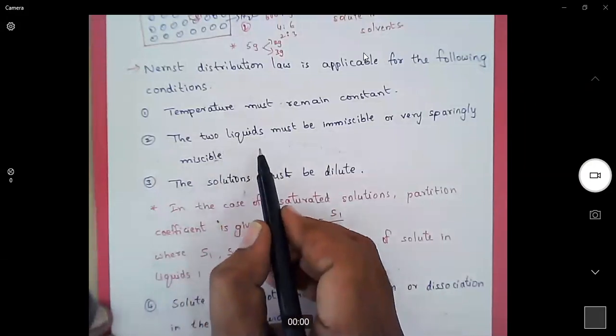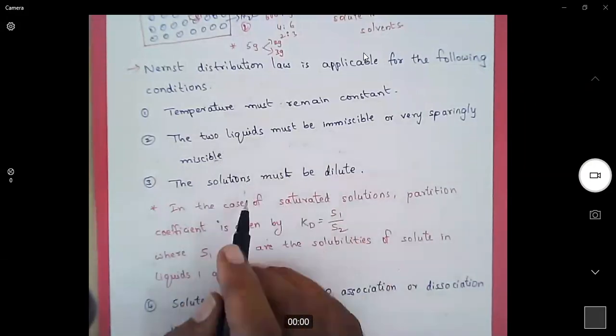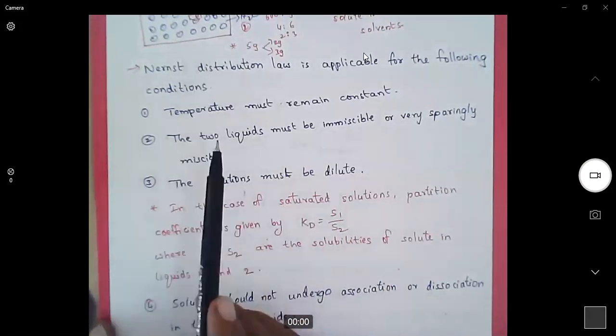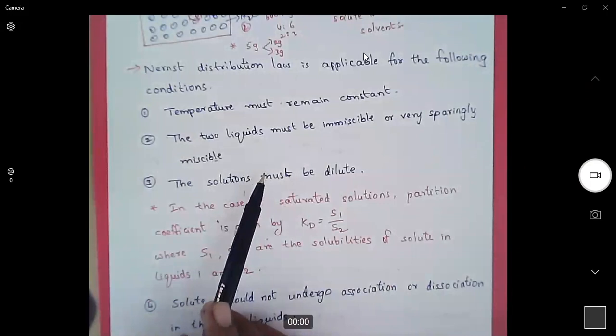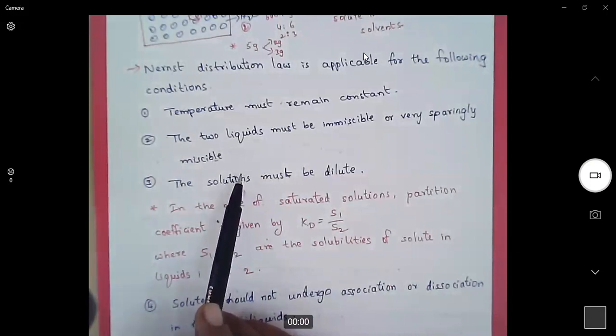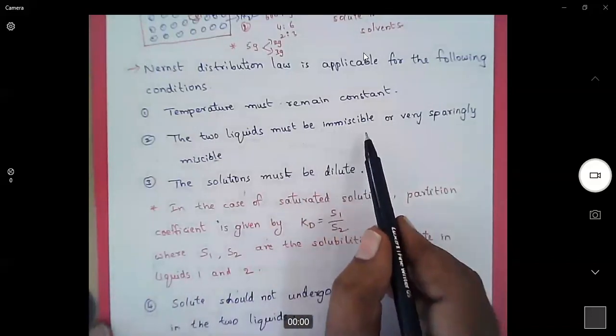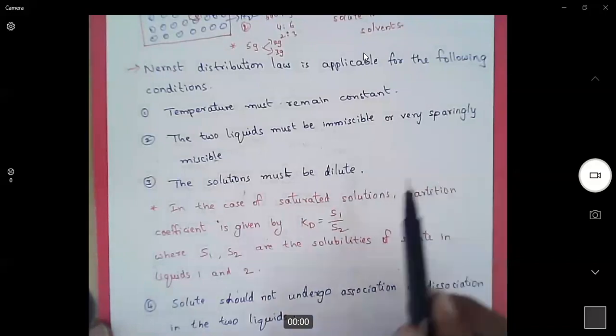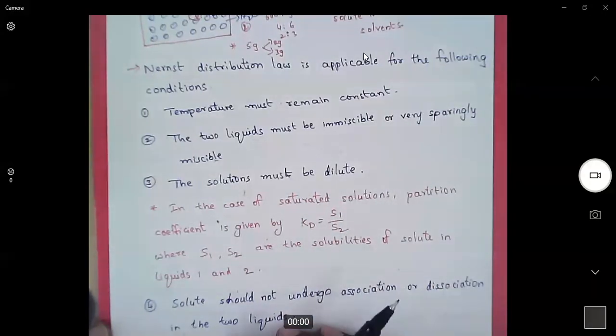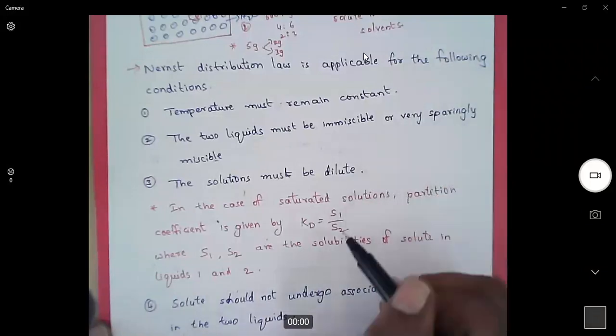The two liquids must be immiscible or very sparingly miscible. Here what we are saying is that the distribution coefficient is applied for immiscible solvents. If they are miscible, the distribution coefficient cannot be observed. It is different. When they are miscible, they form a homogeneous solution, so we cannot calculate the concentration in the first solvent and the concentration in the second solvent. That is an entirely different case. So in order to calculate the distribution coefficient, the two liquids must be immiscible or very sparingly miscible. Sparingly means very small amount.